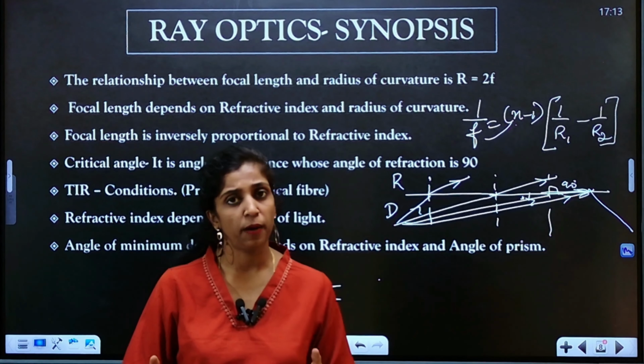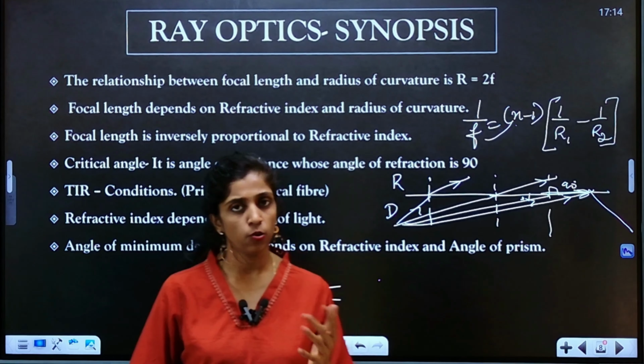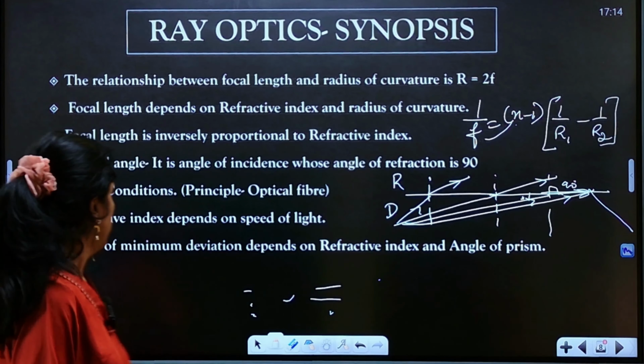Okay, it looks like a wet patch, but as you go closer, there's no wet patch. So these are some of the examples of total internal reflection.